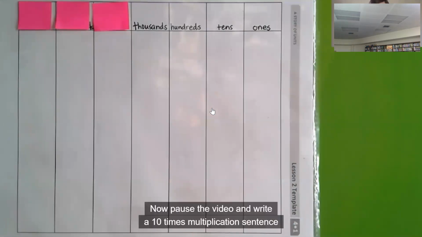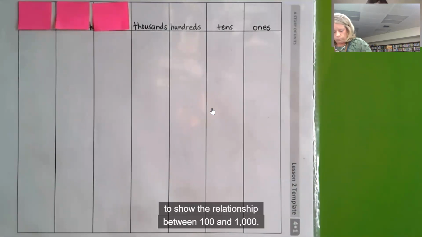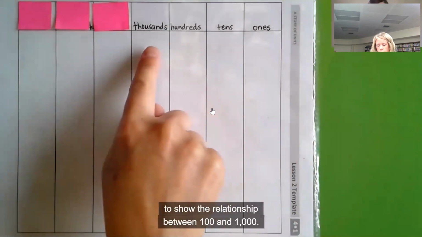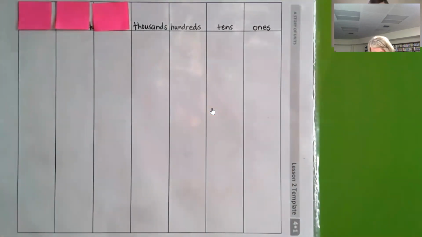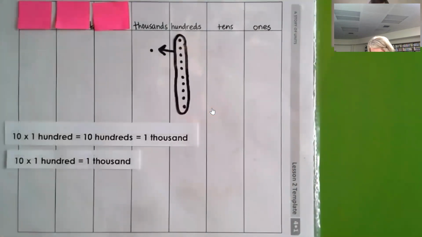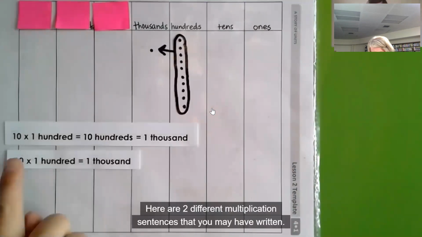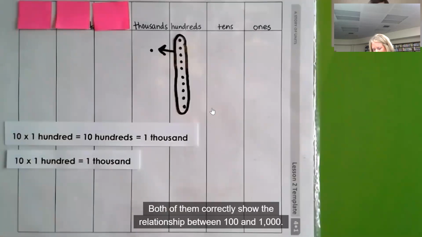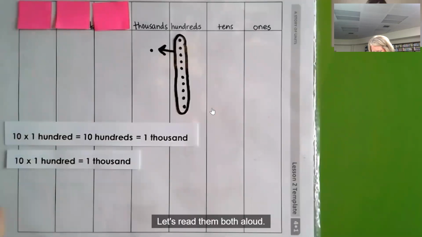Now pause the video and write a 10 times multiplication sentence to show the relationship between 100 and 1,000. Here are two different multiplication sentences that you may have written. Both of them correctly show the relationship between 100 and 1,000. Let's read them both aloud.